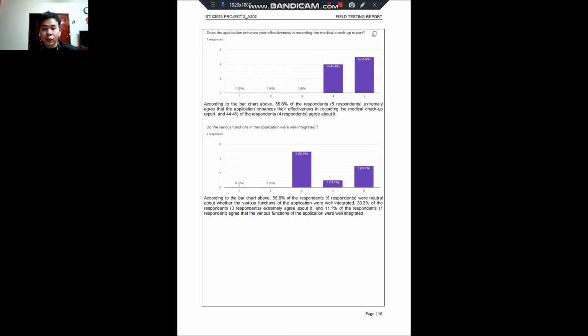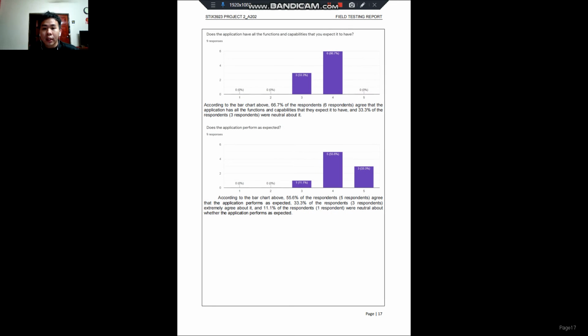Next, for the question, were the various functions in this application well integrated? 5 respondents neutral, 3 respondents extremely agree, and 1 respondent agree about it. And then for the question, does the application have all the functions and capabilities that you expect it to have? 6 respondents agree, and 3 respondents were neutral about it.